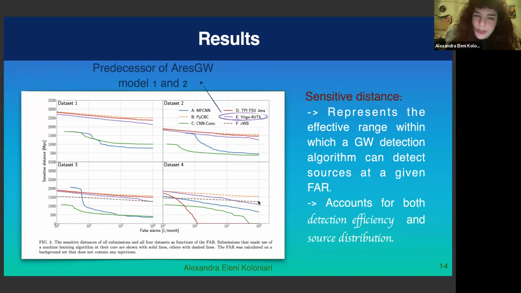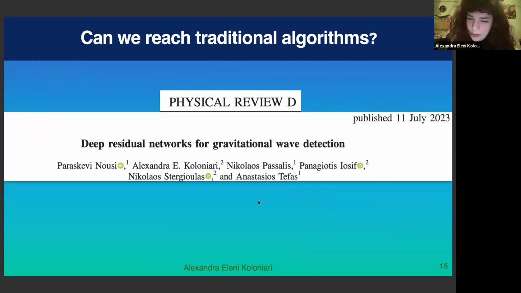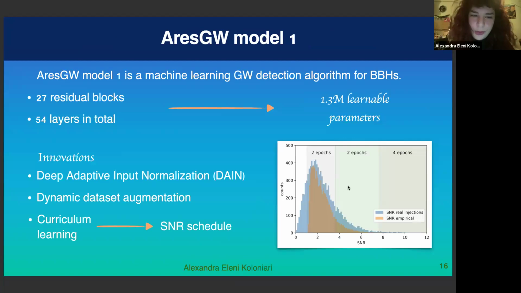And that creates a question. Can we reach traditional algorithms? Spoiler alert, yes, we can. And here is where the next paper comes into play, with the title Deep Residual Networks for Gravitational Wave Detection. That is a work by Paraskevi Nousi, me, Nikolaos Passalis, Panagiotis Iosif, Nikolaos Stergioulas, and Anastasios Tefas. And here is where we introduce ResGW Model 1, which is a machine learning gravitational wave algorithm for binary black hole detection.